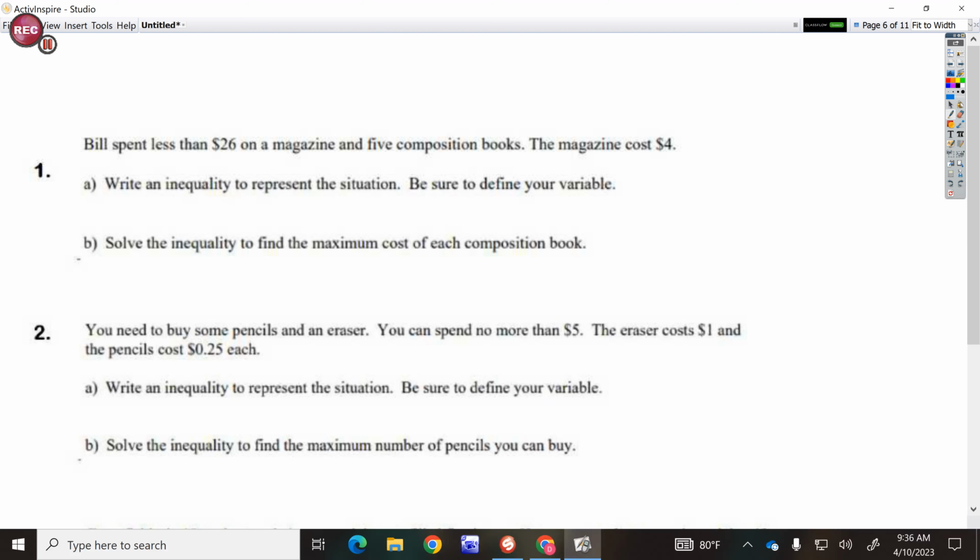Wait, let me see the inequality symbol. Yeah. Good job, Harold. Most people got that one wrong last period. This question gave issues last period.